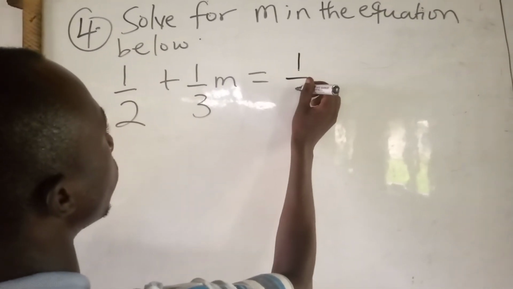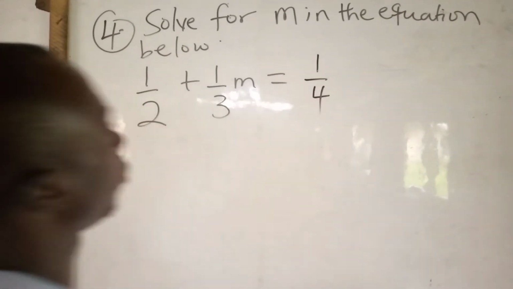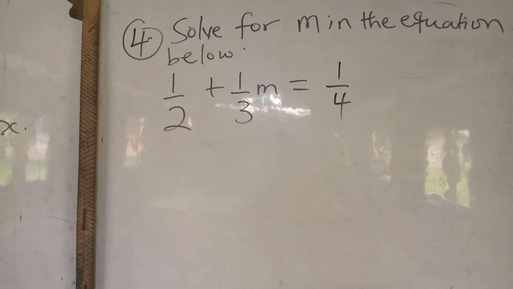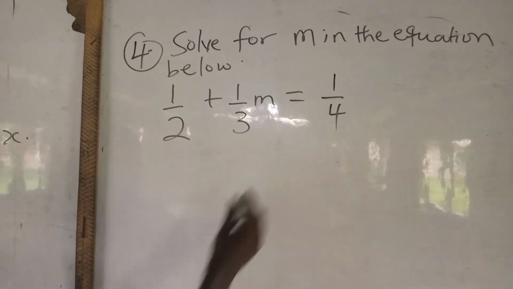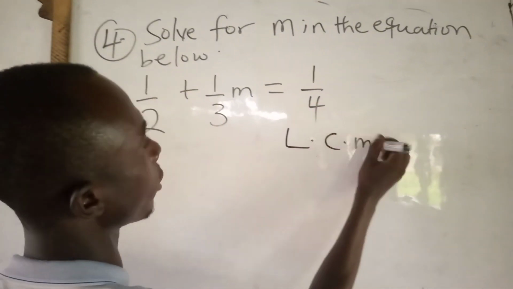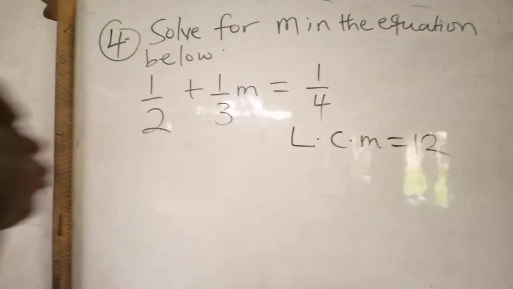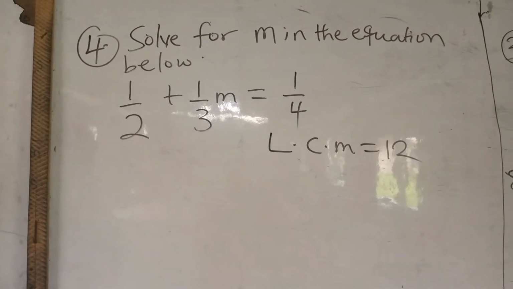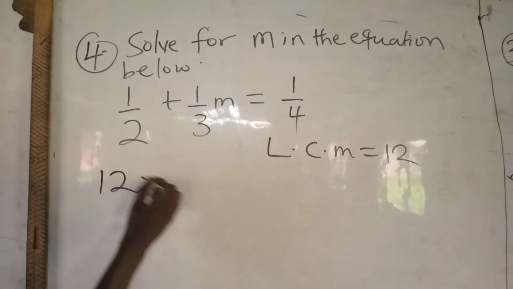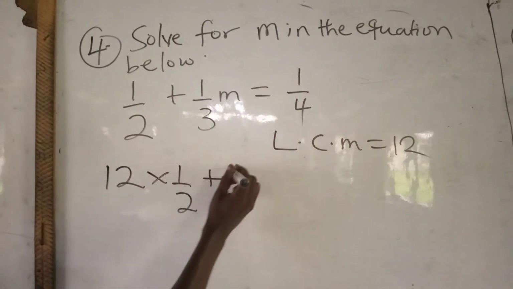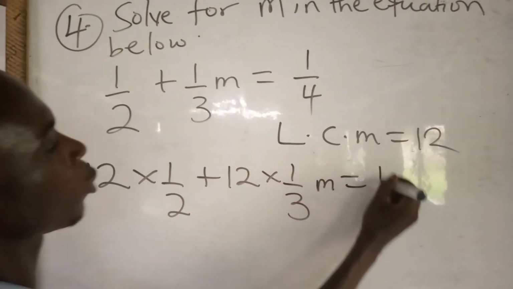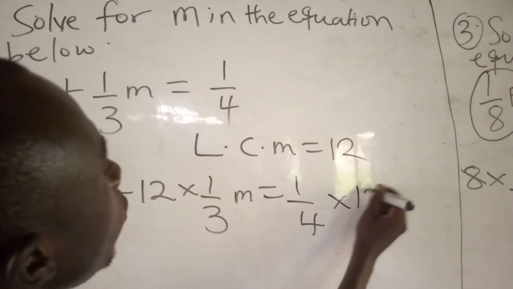1 over 4. So you ask yourself, what is the LCM? The LCM for this question is 12. So you multiply through by the LCM, which is 12. So 12 times half plus 12 times 1 over 3m is equal to 1 over 4 times 12.